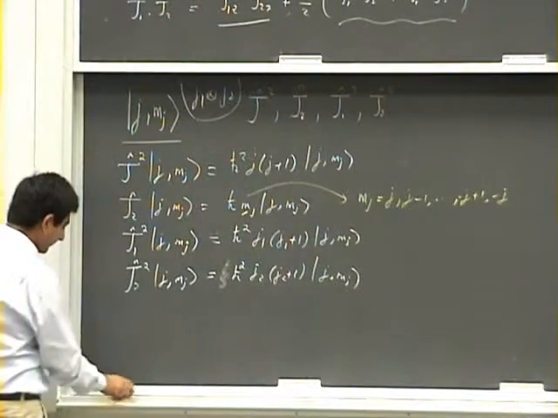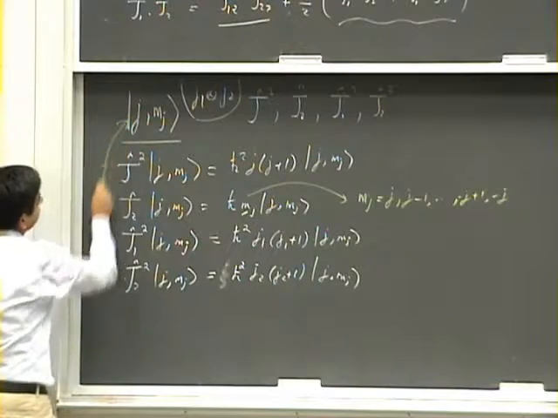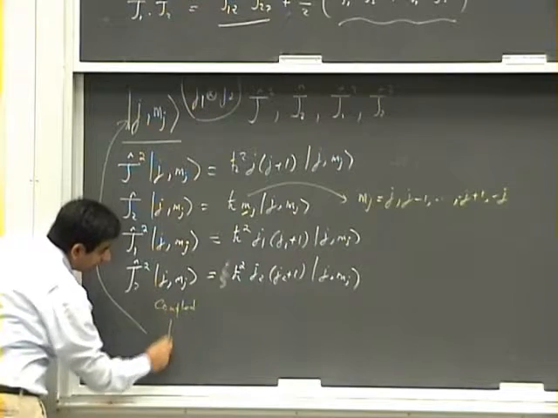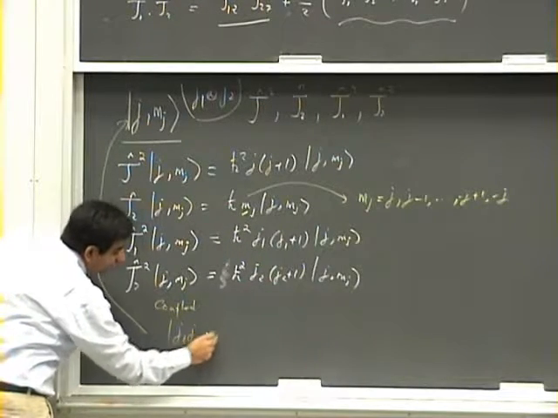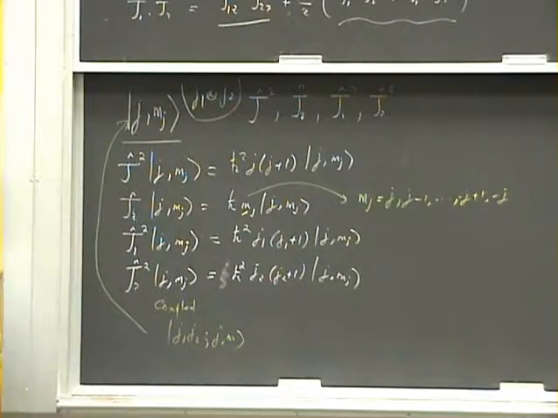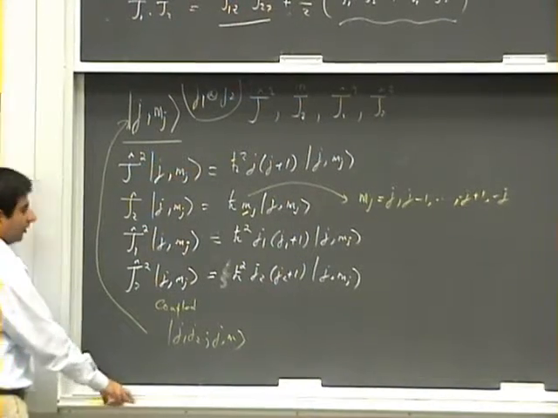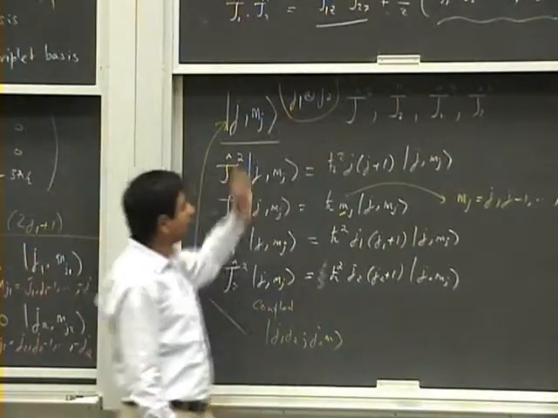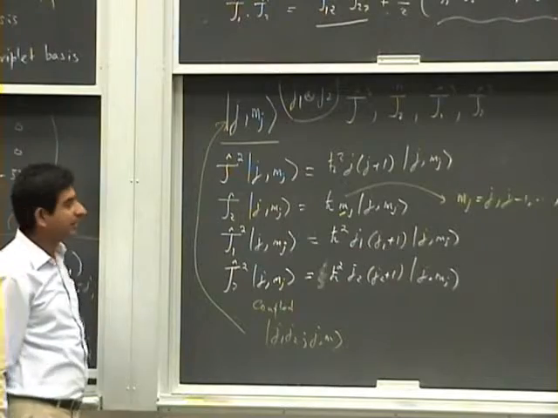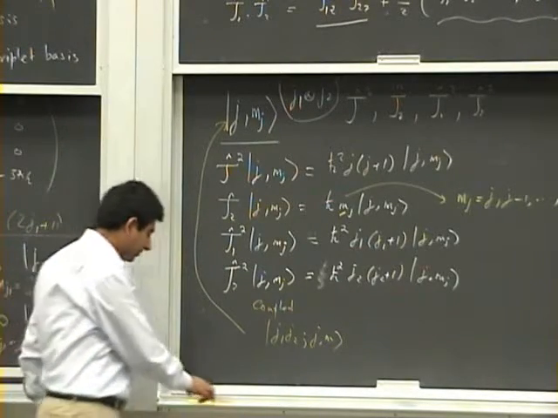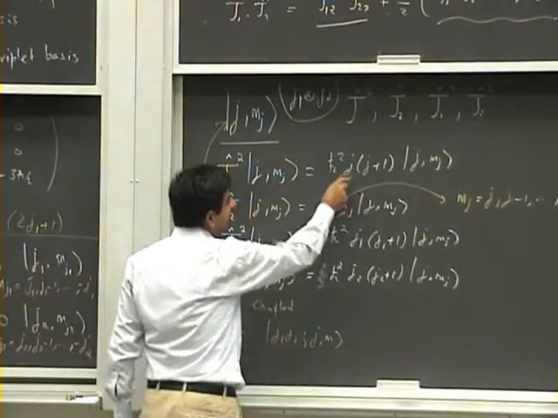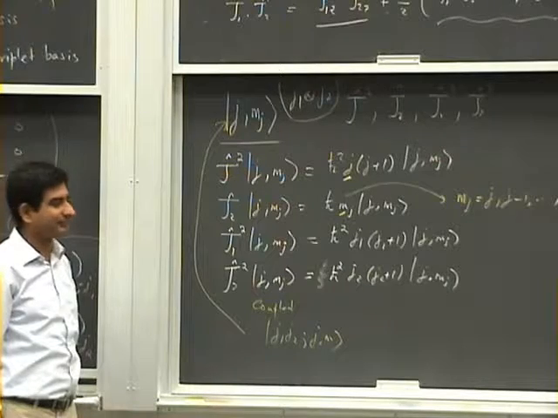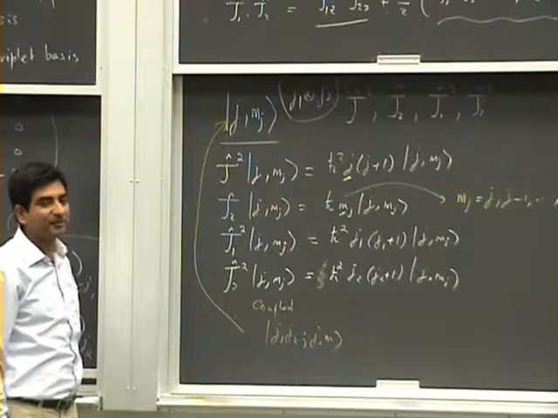Some authors would like to write these states, which are also called the coupled states, as |j1, j2; j, mj⟩. Now we found out the action of these operators on the coupled states. However, what remains to be seen is what are the possible values of j given j1 and j2. So we would like to find out the possible values of j.